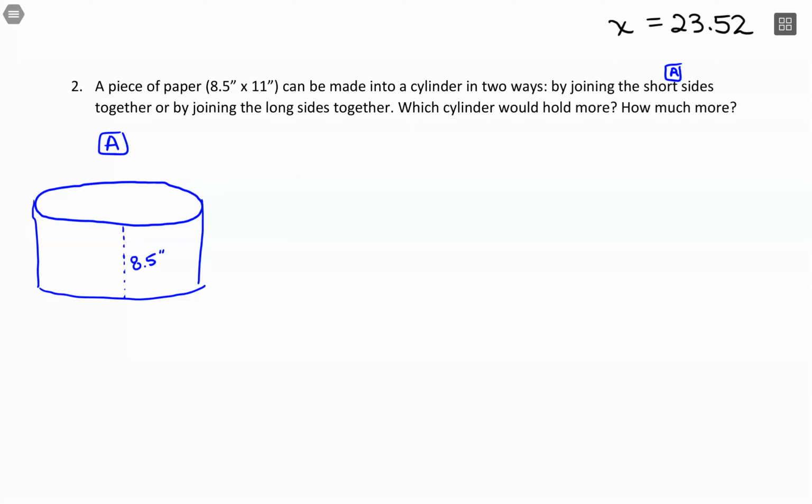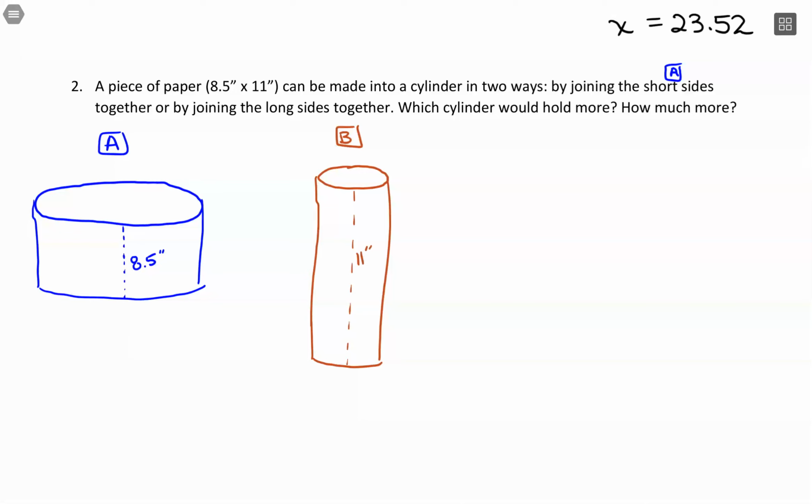Another way, which we'll call method B, is to join the long sides together. So the 11-inch sides. With this, if you fold the paper that way, gosh, you can probably hear me waving my arms around, and I know you can't see me, but if you touch those sides together, you're going to end up with this kind of long cylinder. Again, these drawings are way more dramatic than what's happening in real life, but it gives us an idea of what we're seeing. So in this case, the sides that are touching are 11 inches.